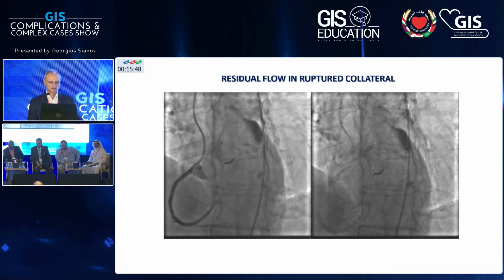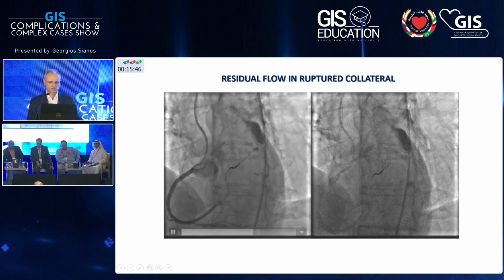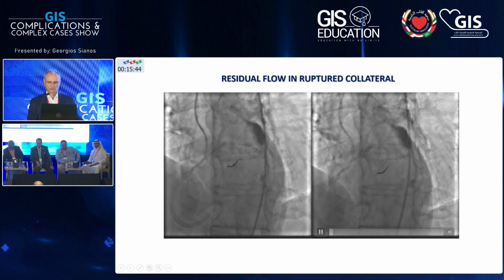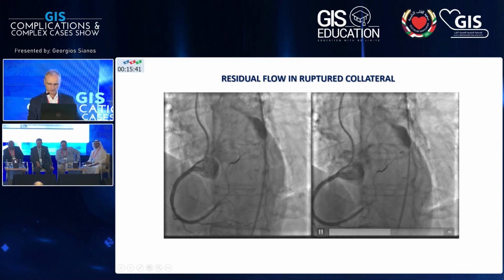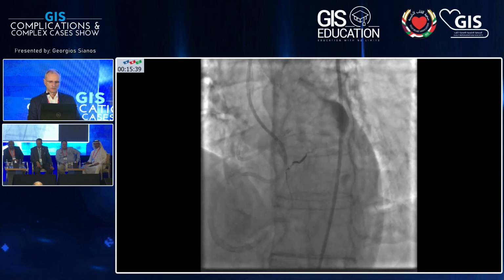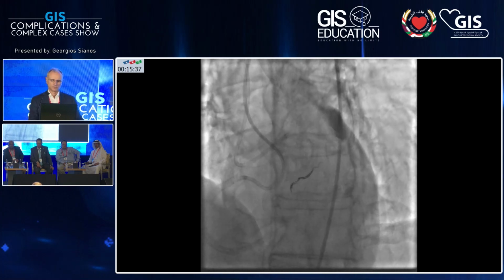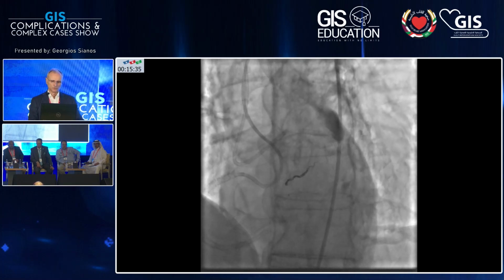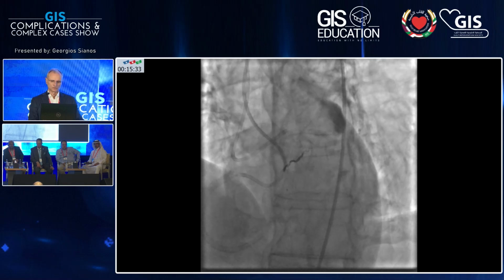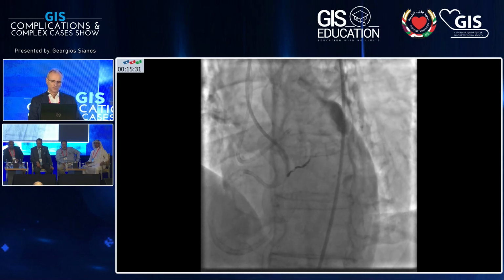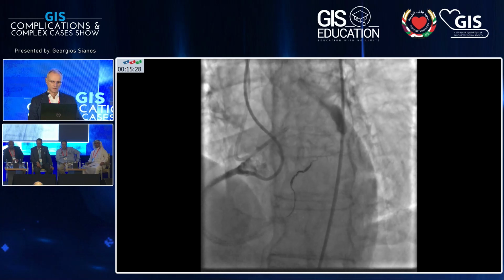Okay, and then we assess the situation, and it's obvious that there is flow still going on. For that reason, from this side, a second coil of the same type was placed. There you can see it was shorter than the first one.